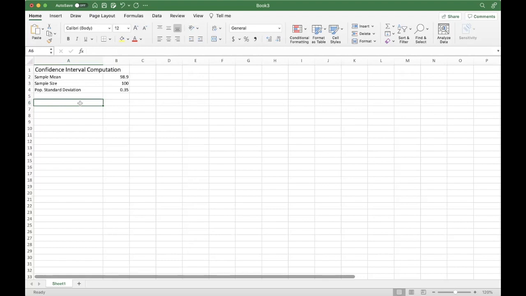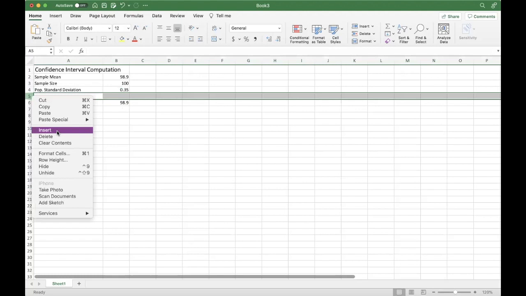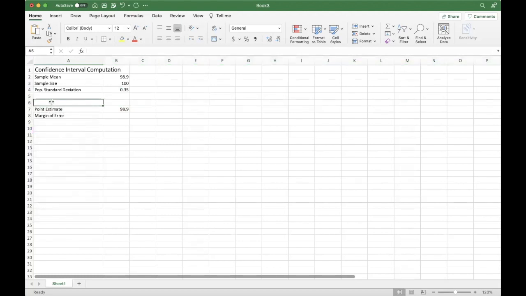So remember our general formula is our point estimate plus or minus our margin of error. In this case, our point estimate is going to be the sample mean. It's just going to be that guy. For the margin of error, what are we looking for? Well, let's specify that we are looking for a 95% confidence interval.